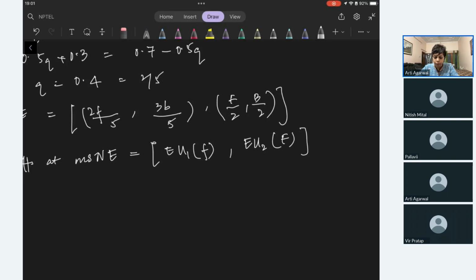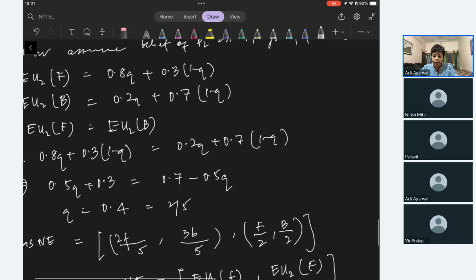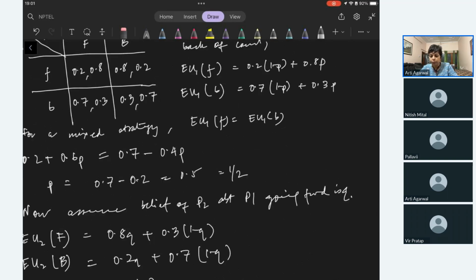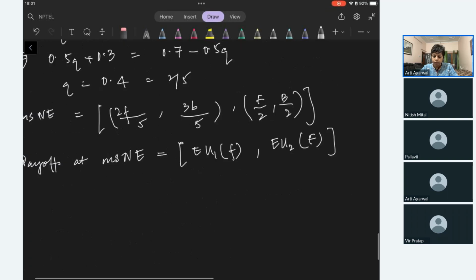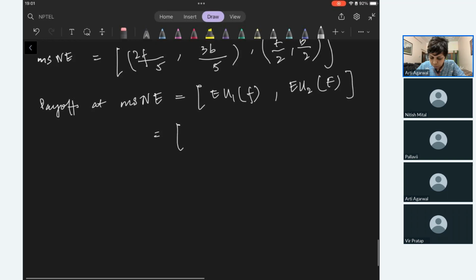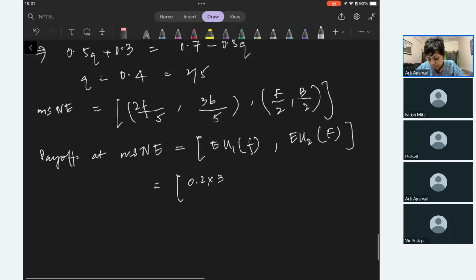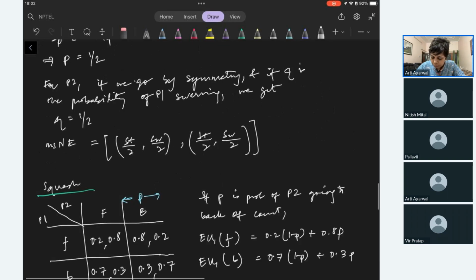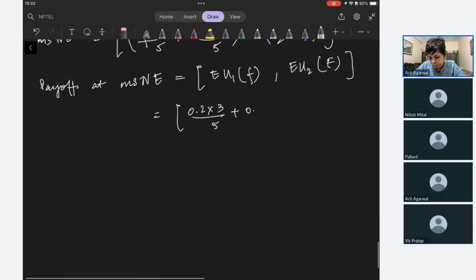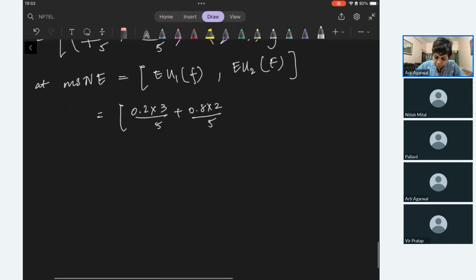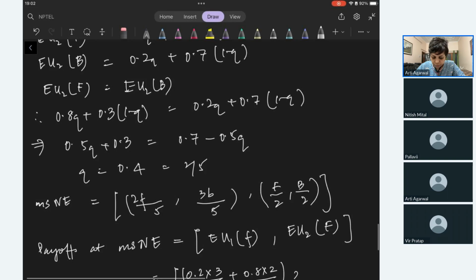So now, given the values of P and Q, you can compute EU1 and EU2. So what is EU1? From here, we can see EU1 is 0.2 into 1 minus P plus 0.8 into P, right? You can compute it like that. 0.2 into 1 minus P, that's 3 by 5, plus 0.8 into P. This is EU1, and EU2 you can calculate as 0.8 into Q.